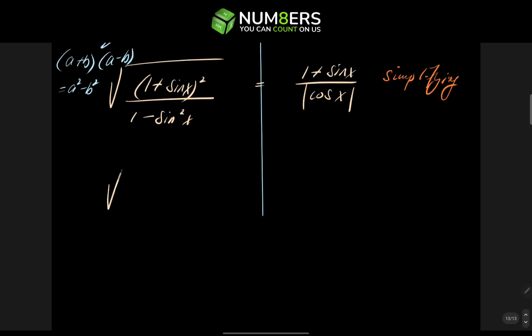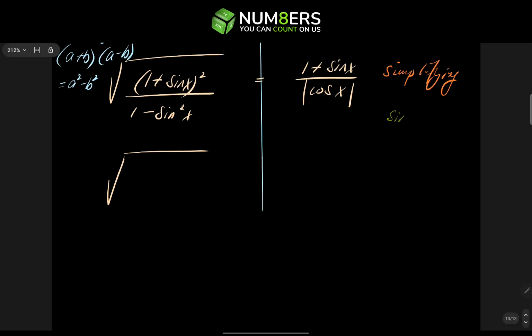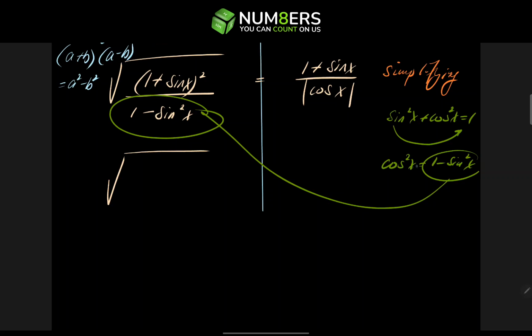And for the next step, notice how 1 minus sine squared x becomes cosine squared x. That means that 1 minus sine squared is cosine squared from the Pythagorean identity. So the Pythagorean identity is sine squared of x plus cosine squared of x is equal to 1. And 1 minus sine squared, if we move the sine squared to the other side, we end up with cosine squared x equals 1 minus sine squared x. So for 1 minus sine squared x, which is here, I'm going to substitute that with cosine squared x.